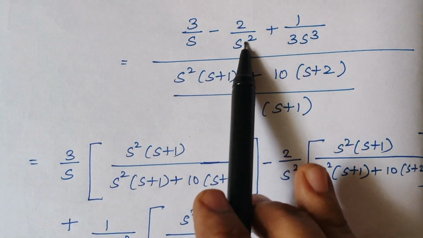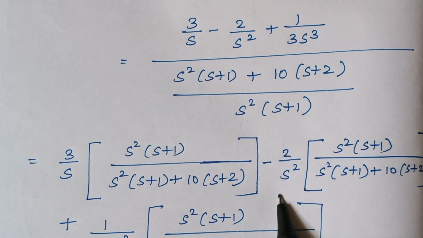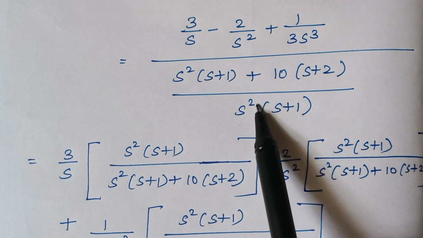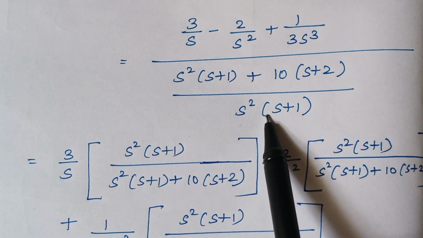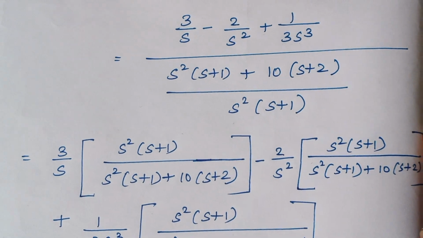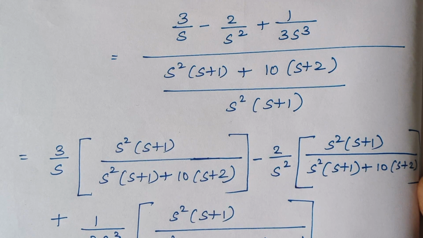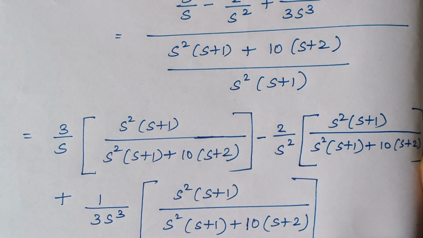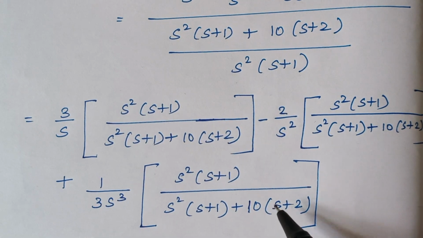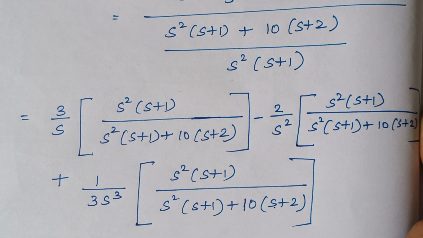And the next term is minus 2 by s square. Again, when you take this denominator term, you get the reciprocal when it moves to the numerator, so again I have the term like this. And the third term is plus 1 by 3s cube. Again I write the term and move this denominator term to the numerator part. Hope you are clear with this step.